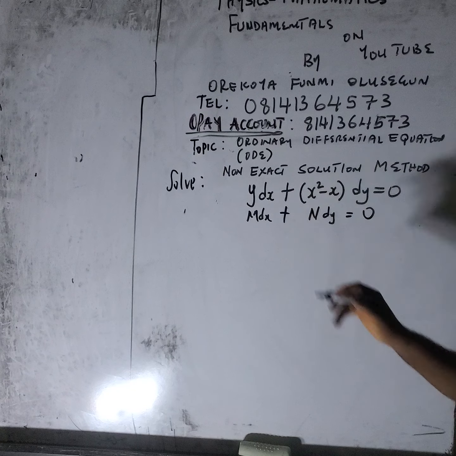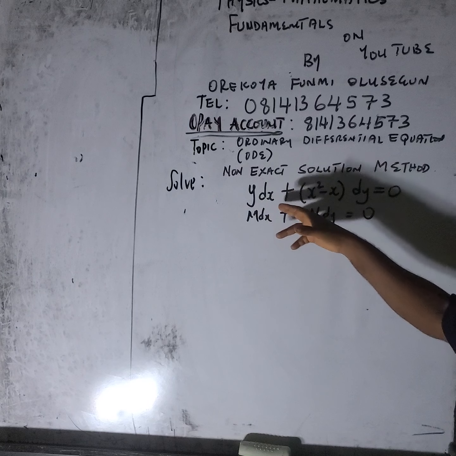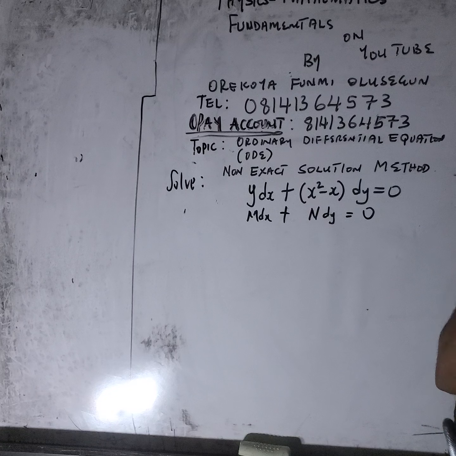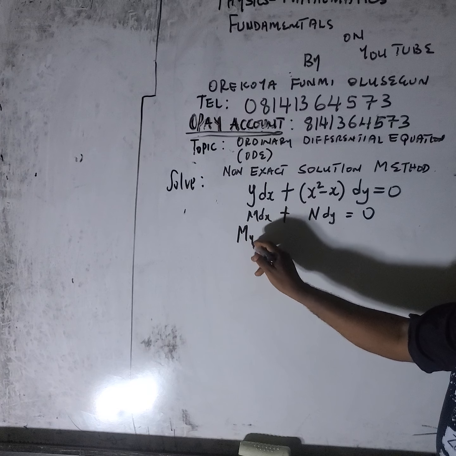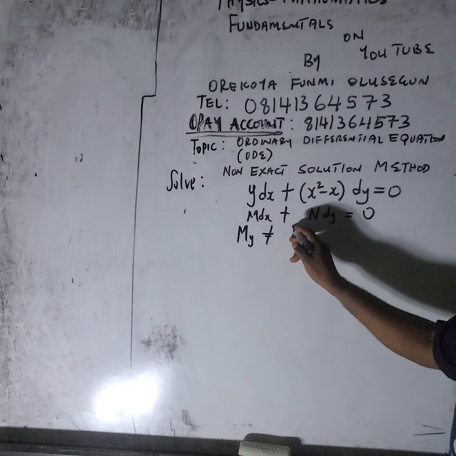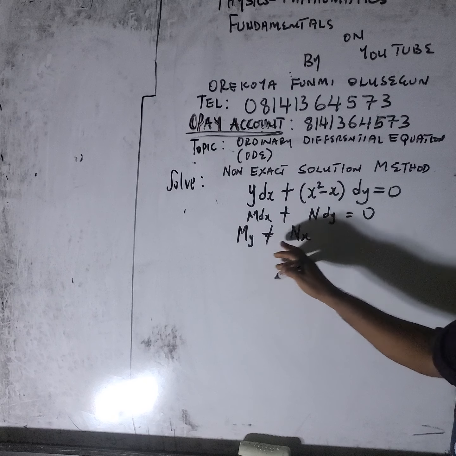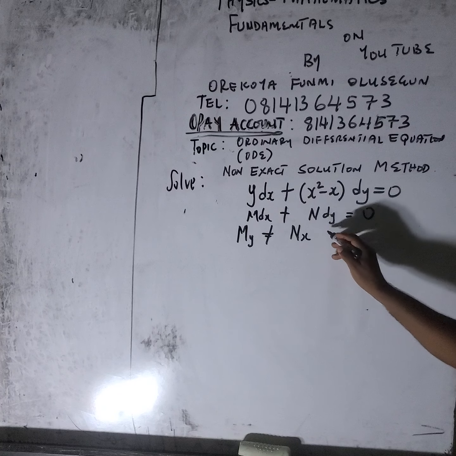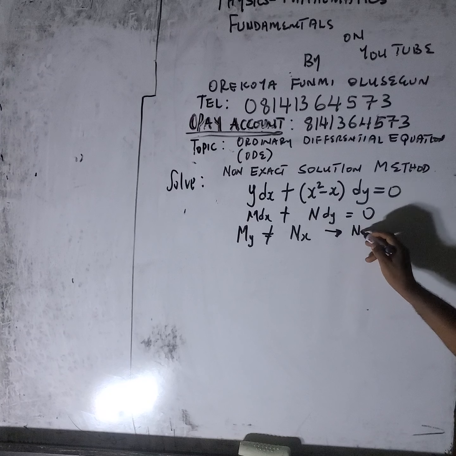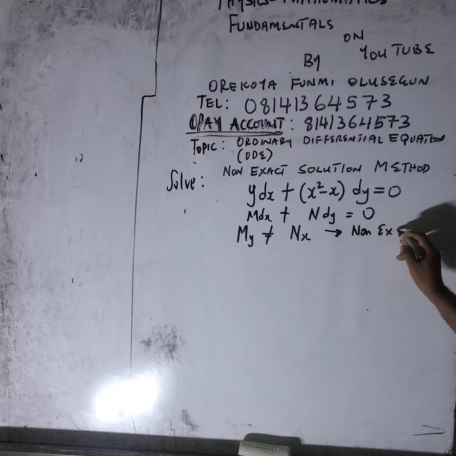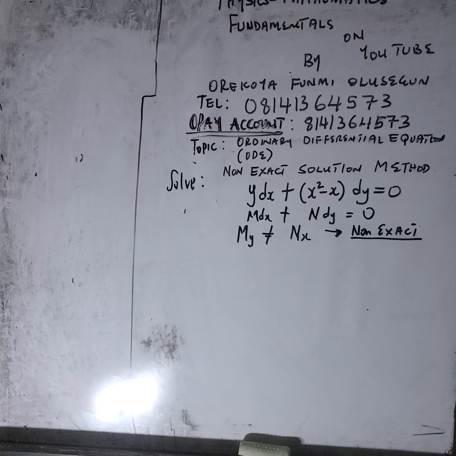Now, the next thing I'm going to do is to find the partial derivative of each of these expressions and see whether they are going to be equal or not. What I mean by that is that I'm going to find the partial derivative of M with respect to y, and see if it is the same as the partial derivative of the function N with respect to x. If they are not the same thing, then that means this particular method requires a non-exact approach. So what do we do concerning this?